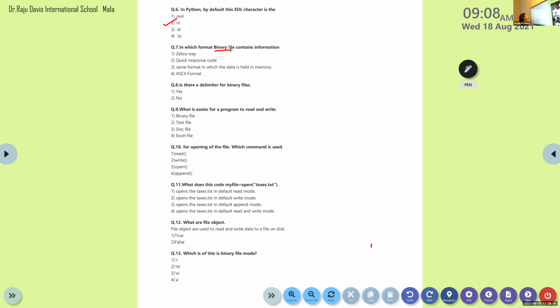In which format? Binary, which means the same format in which data is held in memory, isn't it? I have told you that this type of file doesn't need any translation, because the characters which have been stored in the binary file are close to memory, isn't it? Eighth one, is there a delimiter for binary file? No.